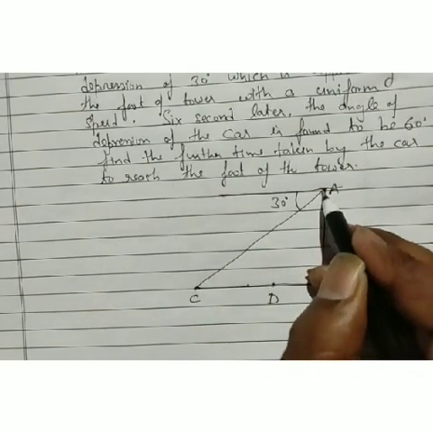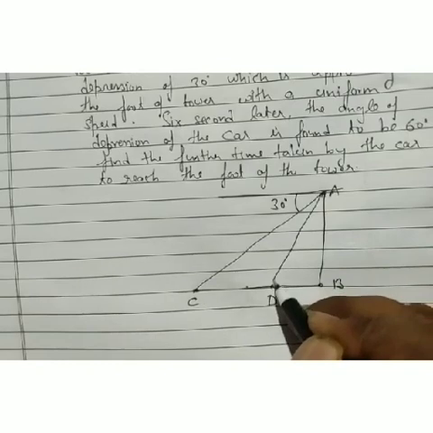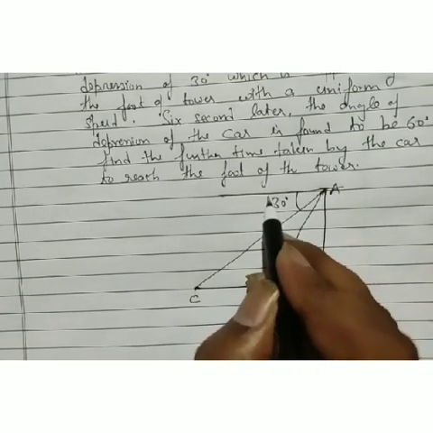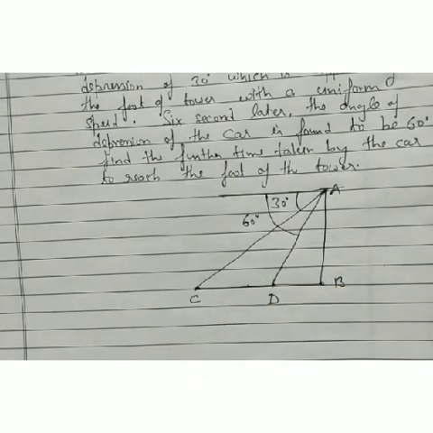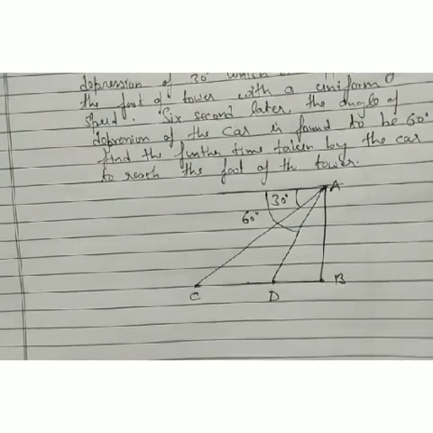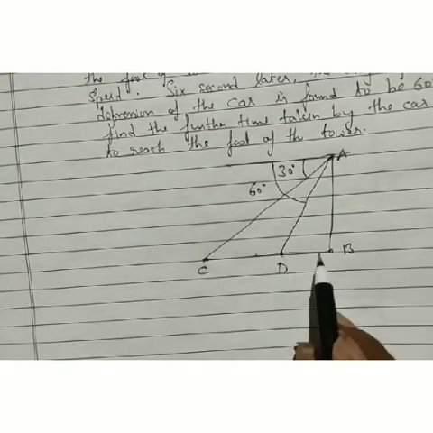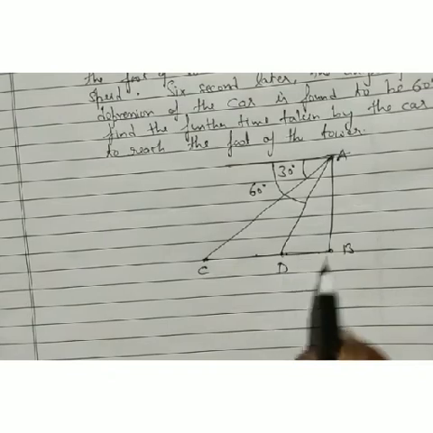Now from here we are going to join our line of sight again. Now it's given that our depression angle is 60 degrees. Now we have to find the further time taken by the car to reach the foot of the tower. That is, the time to cover the distance BD.